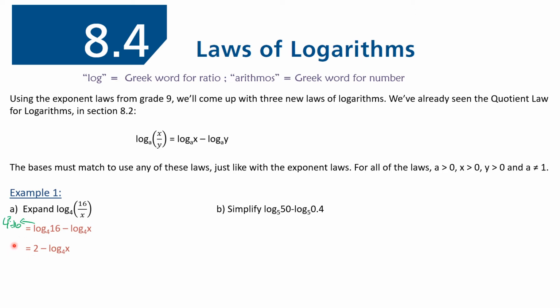We've simplified it as much as we can. We can't go any further. It's not equal to something over here. It's not equal to a number. If this were equal to 10, then I could bring the 2 over and isolate, but it's not, so we leave it like that. Similar one here, simplify.